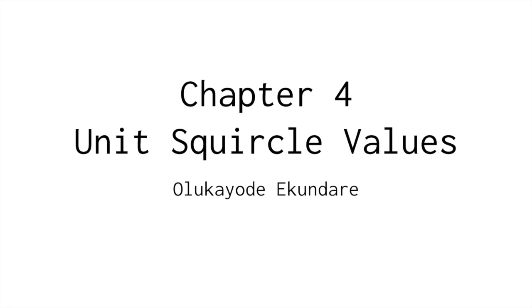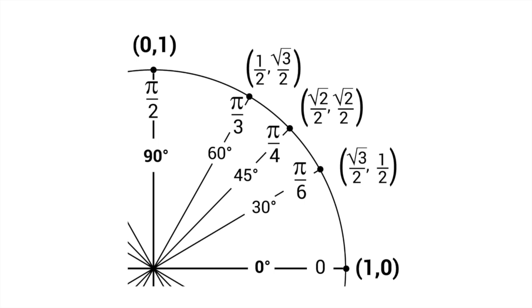In this video, we'll define base p trig values on the unit squircle. By the end of this video, we'll have created a figure like this. At the angles 0, pi over 6, pi over 4, pi over 3, and pi over 2 radians, we'll know the xy coordinate pair cosine base p and sine base p for each angle.